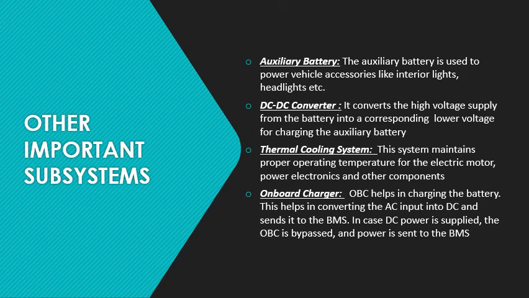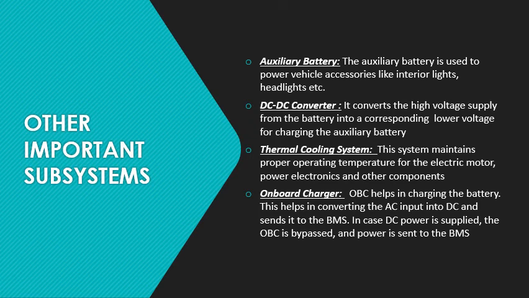Other important components or subsystems. Auxiliary battery. It is used to power vehicle accessories like interior lights, headlights, cooling, etc. DC-DC converter. It converts high voltage supply from the battery into a corresponding lower voltage for charging the auxiliary battery. Thermal cooling system. The system maintains proper operating temperature for the electric motor and other components.